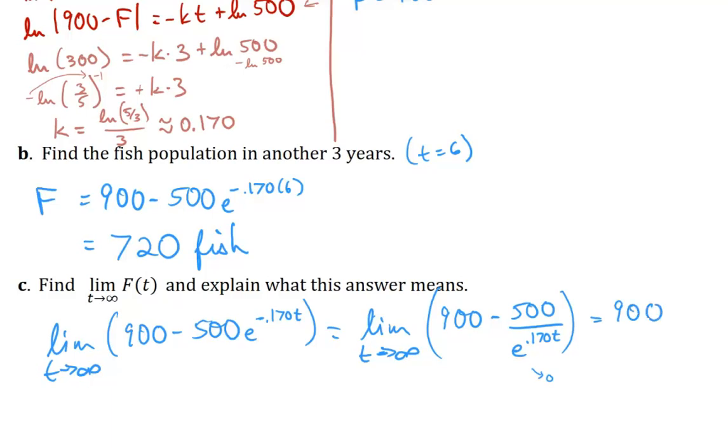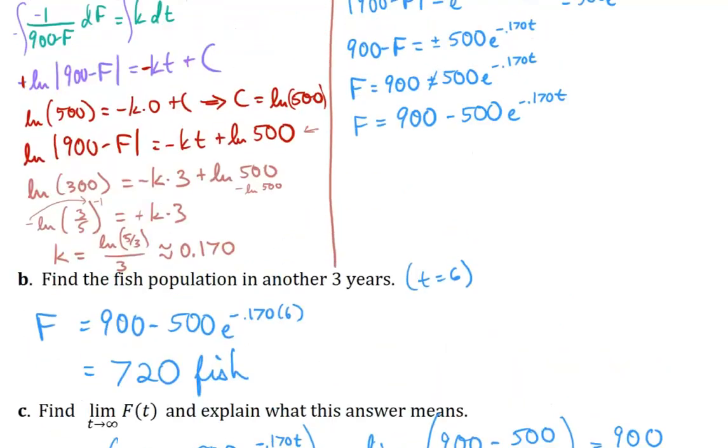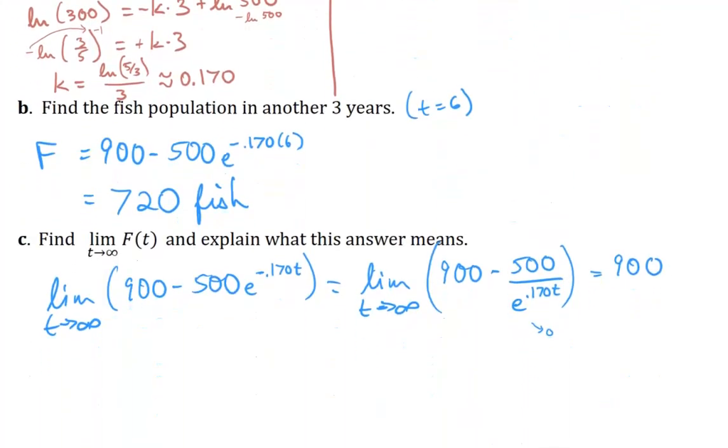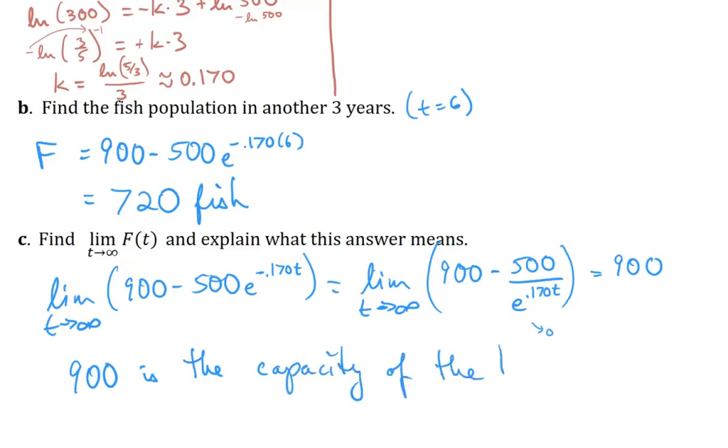So what does that mean? That means that over time, my fish population will continue to increase, which is what it was doing. We started at 400 and then 600 and then 720, but my limit is 900 and I cannot go over that. So that means 900 is the capacity of the fish in the lake. It's as high as it gets. That's our interpretation.